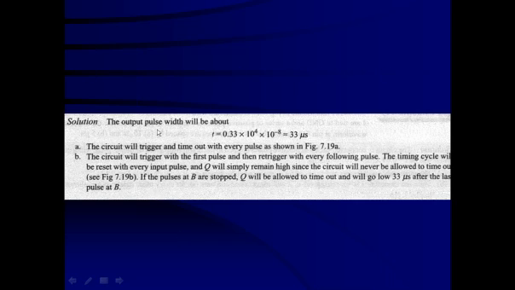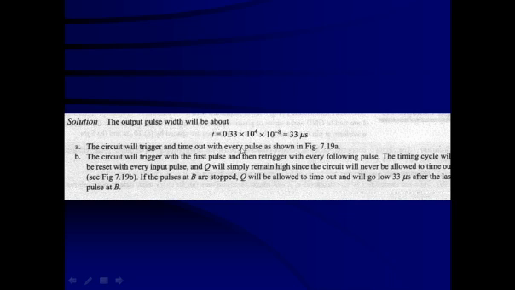The solution. The output pulse width will be T is equal to 0.33 R into C. R is equal to 10 kilo ohms, so 10 into 10 raised to 3, so 10 raised to 4. And C is equal to 10,000 pF, so 10,000 means 10 raised to 4 into 10 raised to minus 12. So that will be 10 raised to minus 8. And that comes out to be 33 into 10 raised to minus 6, so that is called 33 microseconds. Now, this is the pulse width time, a predetermined length of time. It will time out after 33 microseconds every time once it is triggered.